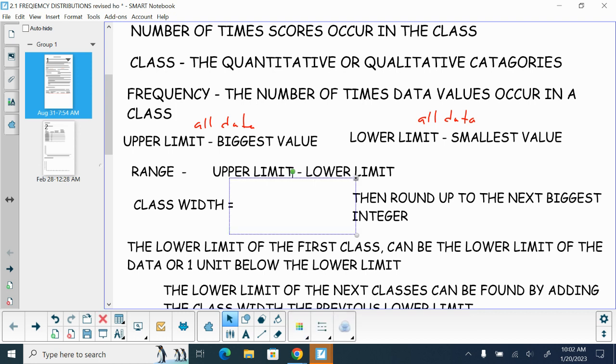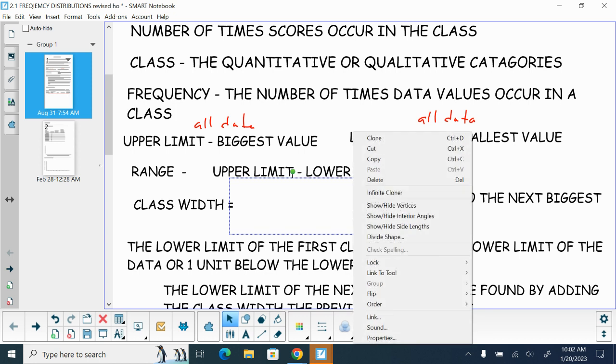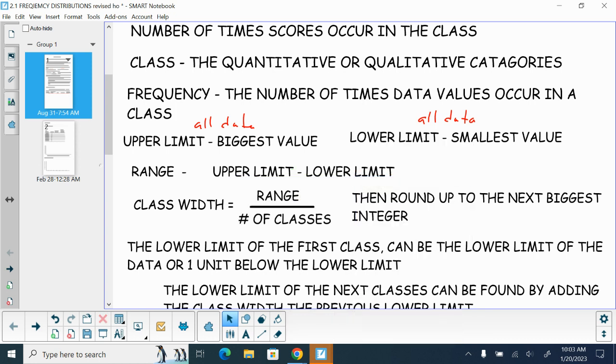You take your range of values, your upper limit minus your lower limit. You take your range of values that you can calculate here and divide by the total number of classes. How many classes do you want? Do you want 8 classes? Do you want 10 classes? Do you want 5 classes? But once again, this is where it starts to vary a little bit with traditional mathematics that you're used to.